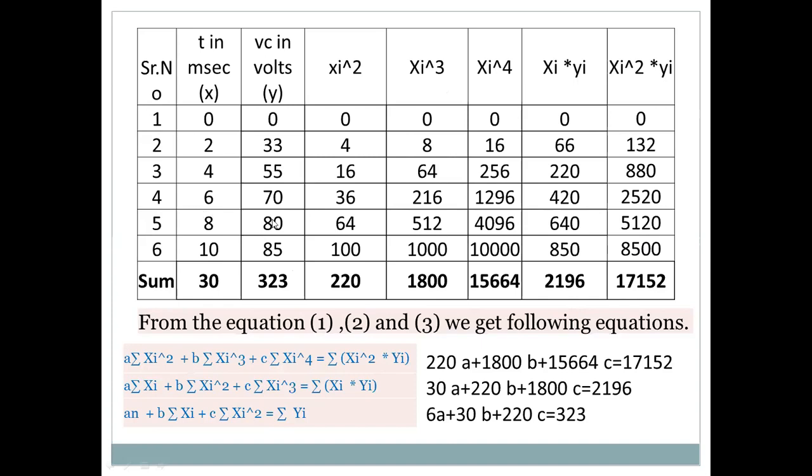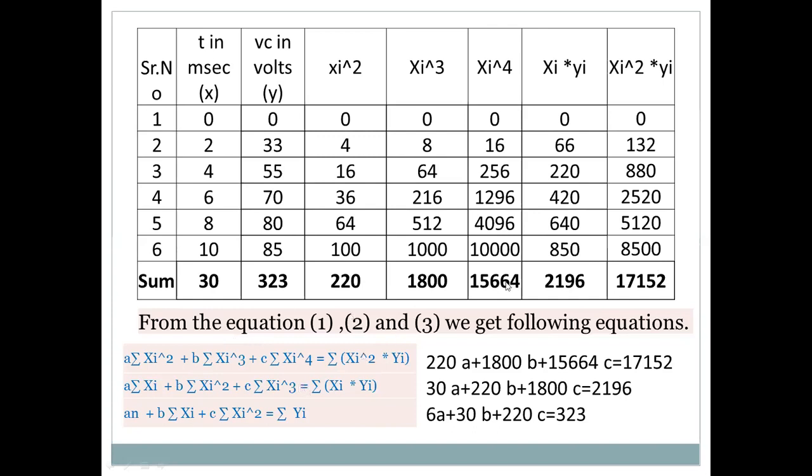So for the given number of data points, the sum of xi is 30, sum of yi is 323, sum of xi square is 220, sum of xi cube is 1800, sum of xi raised to 4 is 15,664, and sum of xiyi is 2196, and sum of xi square into yi is 70,152. So here we get all the sums which are required in these normal equations.